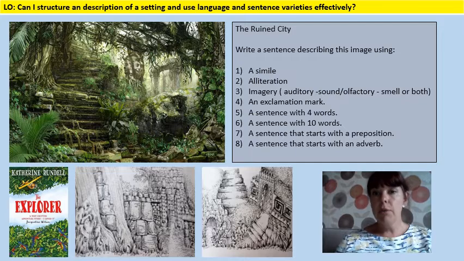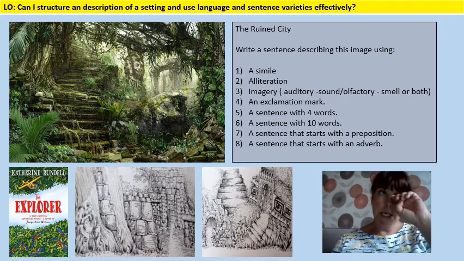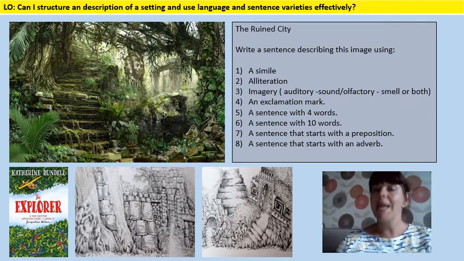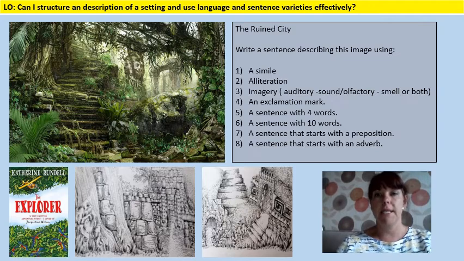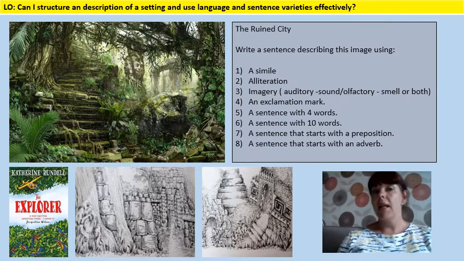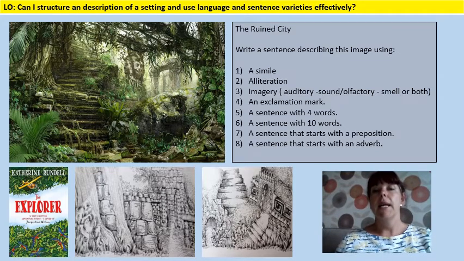Sentence number 3, I want you to work on imagery, and in particular, remember, don't get fooled into thinking the imagery is all about images, because it's not. It's about the whole senses, and we've got 5 different human senses. A lot of the time people will concentrate on what can be seen, but I would like you to write a sentence using either auditory imagery, the sound, or olfactory, smell. So if you were stood in this place, what would be the smells that you could smell? And you might want to combine both of those for sentence number 3.